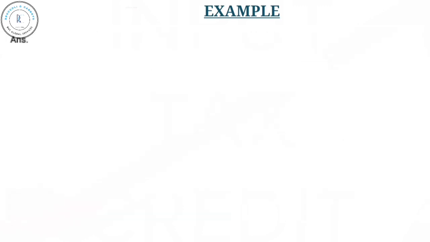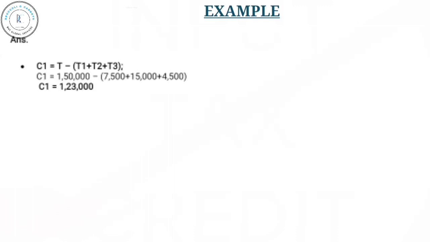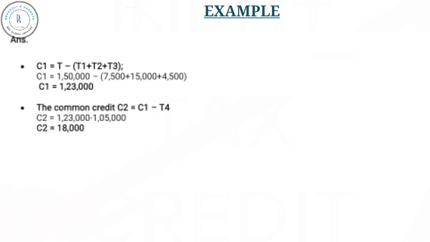Answer. C1 equals T minus T1 plus T2 plus T3. C1 equals 150,000 rupees minus 7,500 rupees plus 15,000 rupees plus 4,500 rupees. C1 equals 123,000 rupees. The common credit, C2, equals C1 minus D4. C2 equals 123,000 rupees minus 105,000 rupees. C2 equals 18,000 rupees.